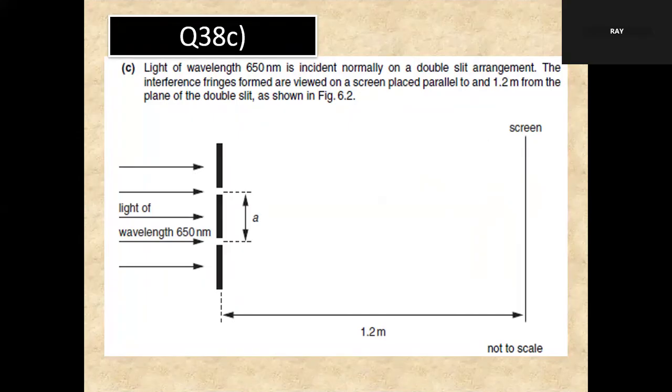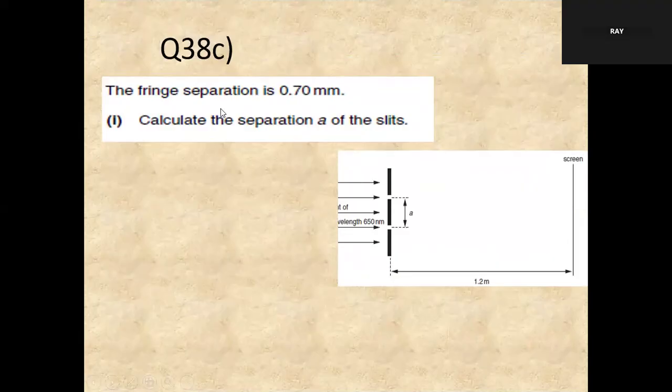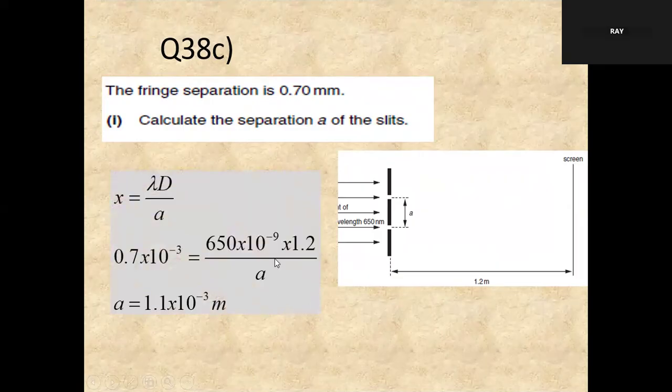Same thing. They will require you to use the formula to calculate. They have given you the distance and the wavelength. So the fringe separation, which is 0.7, just use the formula, that's all. 650 nanometer, change it, 1.2, is D, 1.1 times 10 to the power minus 3 meter.